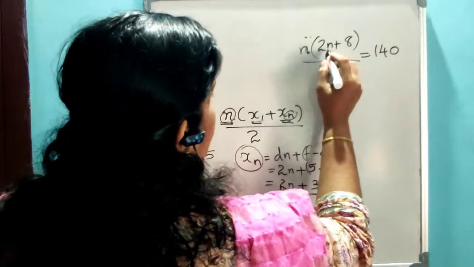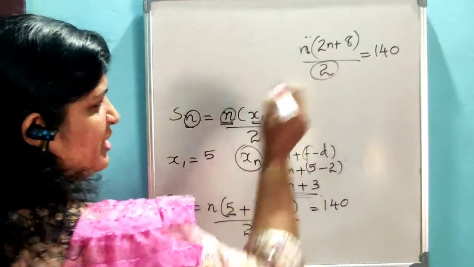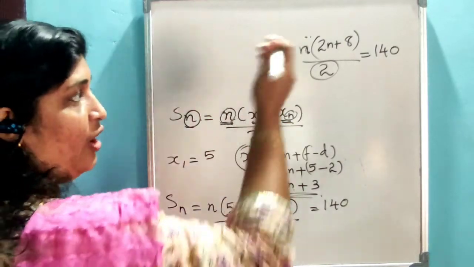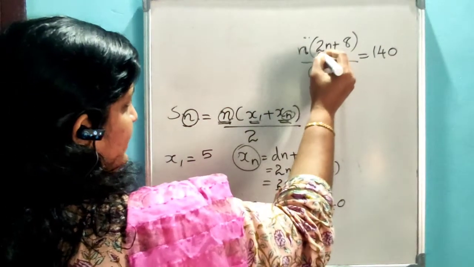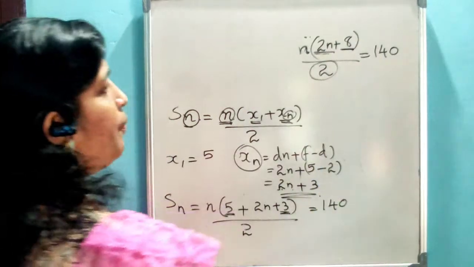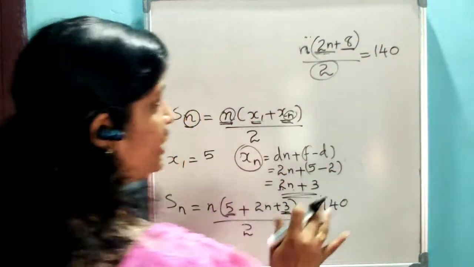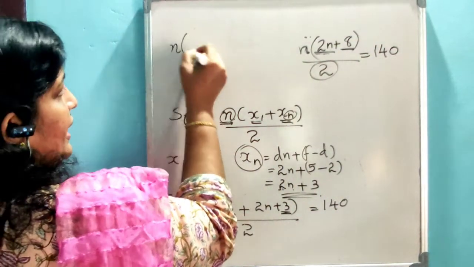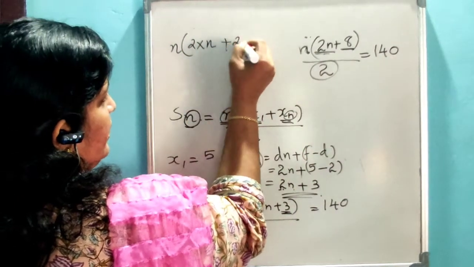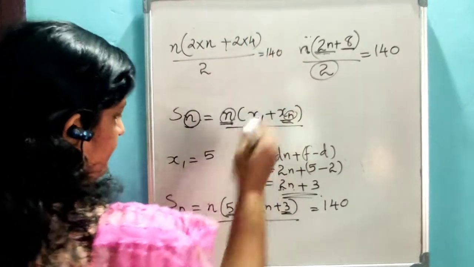So we have n into 2n plus 8, divided by 2. Now we need to remove this 2 from the equation, then we can easily solve this. For that, 2n and 8 are both multiples of 2. 2n is 2 into n, and 8 is 2 into 4, divided by 2, which is equal to 140.